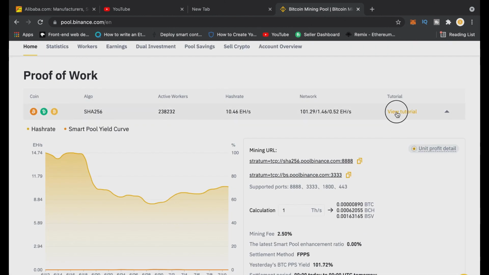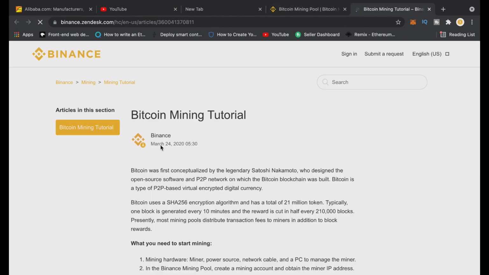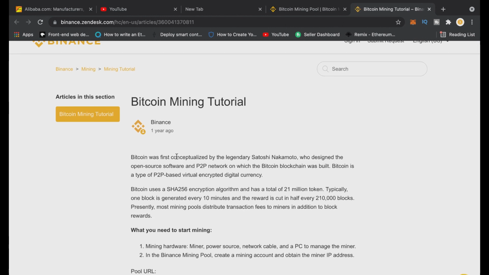Let's check the video here. So Bitcoin was first conceptualized by the legendary Satoshi Nakamoto, who is an unknown person, nobody knows who. Designed as an open source platform, Bitcoin was built as a type of P2P virtual cryptocurrency, encrypted. Bitcoin uses a SHA-256 encryption algorithm and has a total of 21 million tokens, right? Of which 18 million have already been mined. So just 3 million remaining to mine.